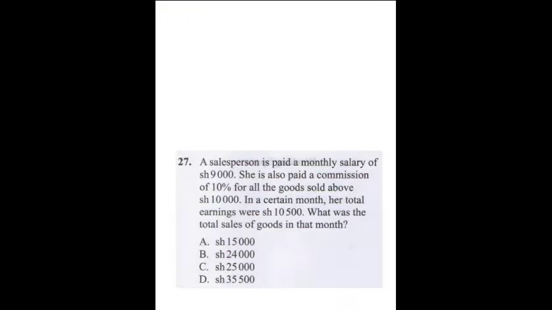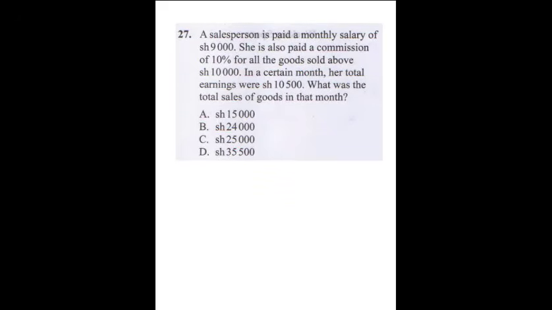So the next question says a salesperson is paid a monthly salary of 9,000 shillings. She's also paid a commission of 10% for all the goods sold above 10,000 shillings. In a certain month, her total earnings were 10,500 shillings. What was the total sales of goods that month? Okay, so the first thing we need to get is the extra amount she got on commission.